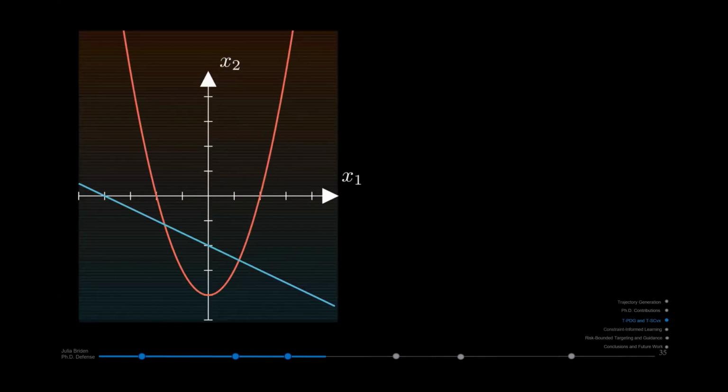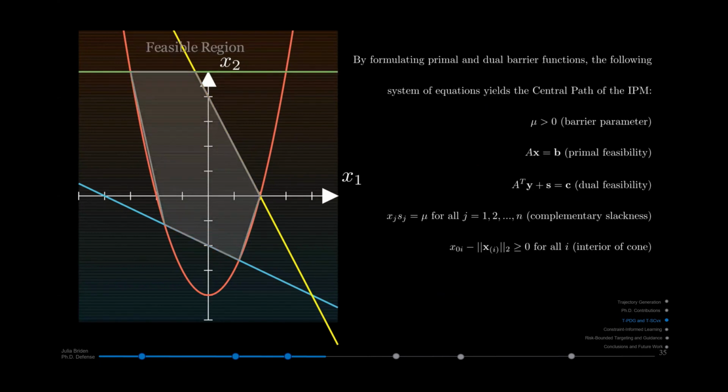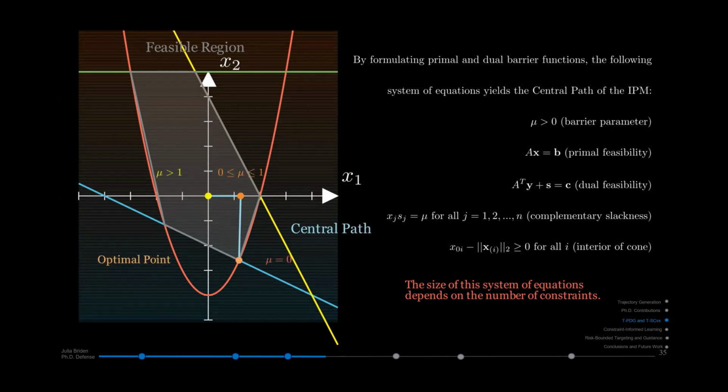Let's take a look at a really basic problem that we've seen previously, where we have a feasible region and we're employing, for example, an interior point method where we have this system of equations that we're iteratively solving. And the size of the system of equations depends on the total number of constraints, which we reviewed previously is quite high.